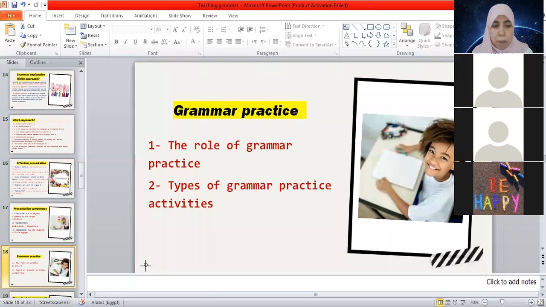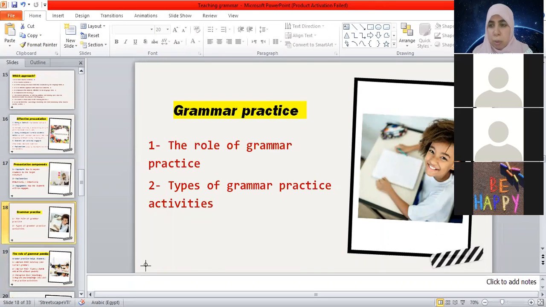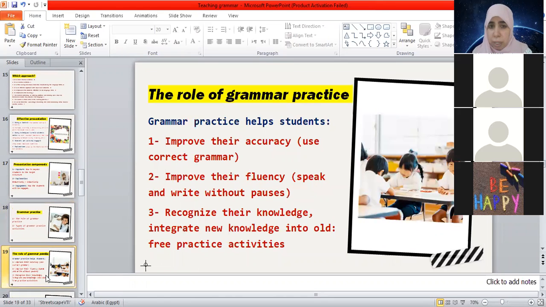Okay. In fact, as you said, we do grammar practice activities with our students. Number one, to improve their accuracy. Here I'm talking about the form. So they can form the present simple, the past simple, the present perfect, the future, passive, direct, indirect. So here I make sure that my students can form the grammar structure or the grammar item. So the grammar practice activity improves their accuracy.